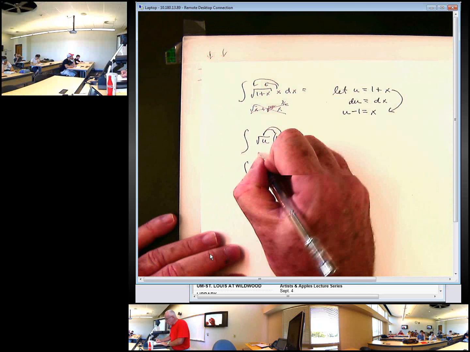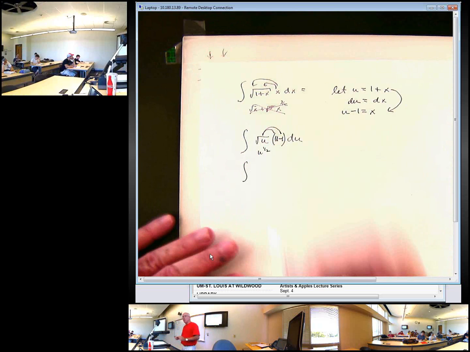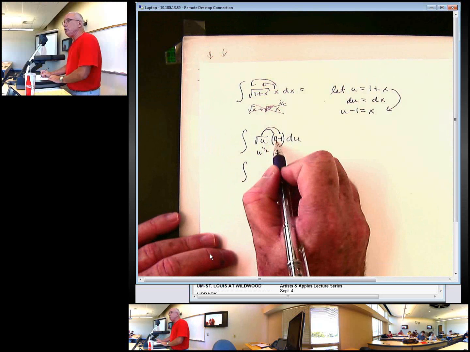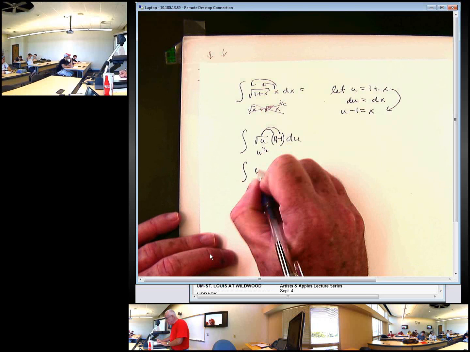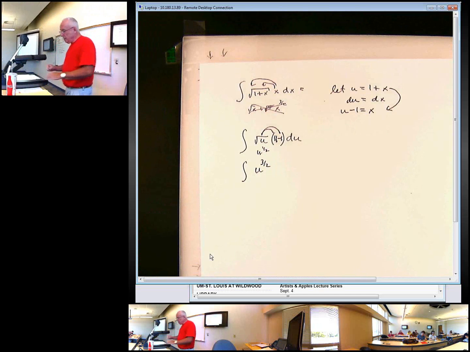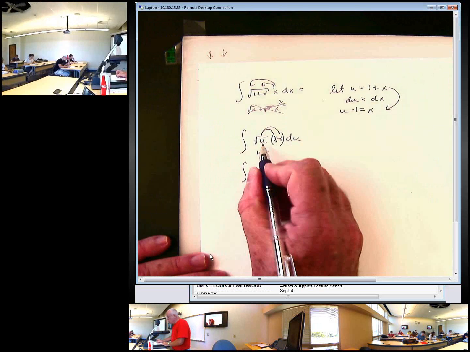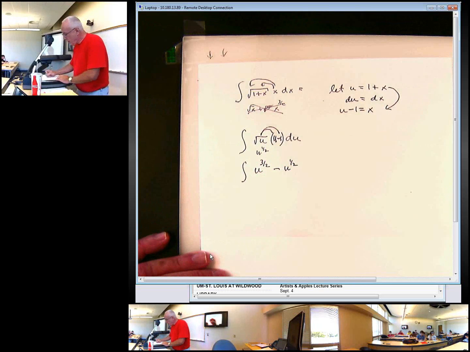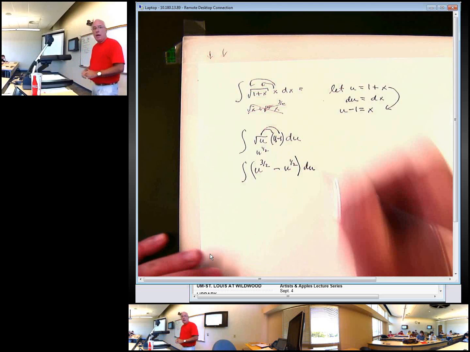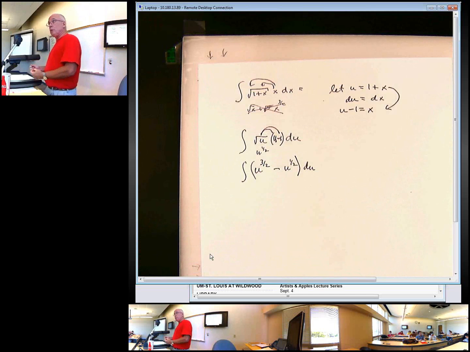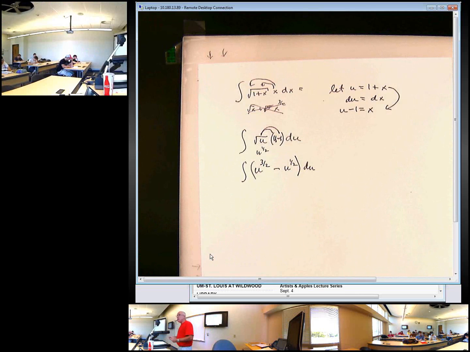So this is u to the 1/2 power, right? The square root of u. So let me distribute. u to the 1/2 power times u to the first power, add the exponents together, that's going to give me u to the 3/2 power. And then minus u to the 1/2 power times 1 is minus u to the 1/2 power, du. So now I have something very manageable because I was able to distribute by making that substitution, and now it's easy to go from here.